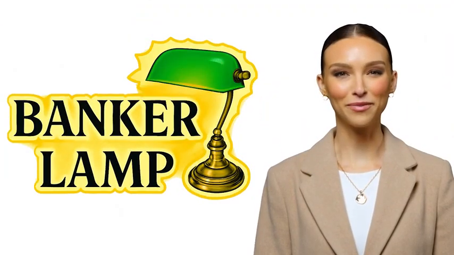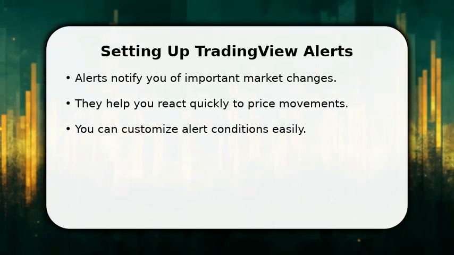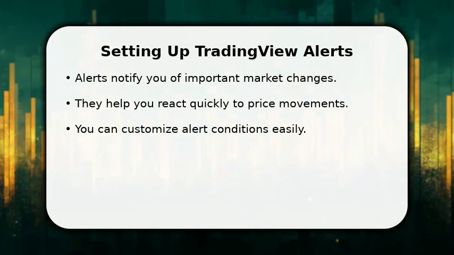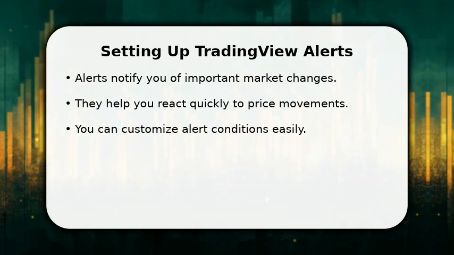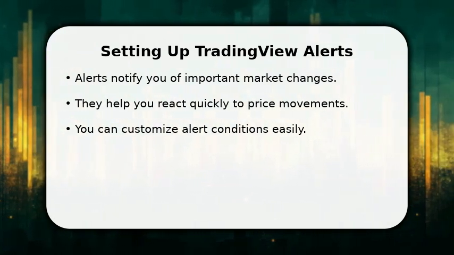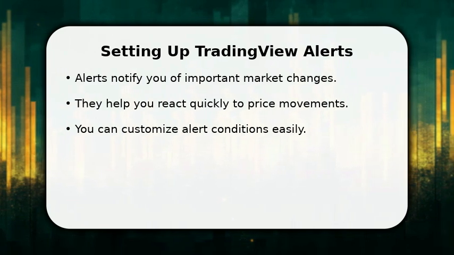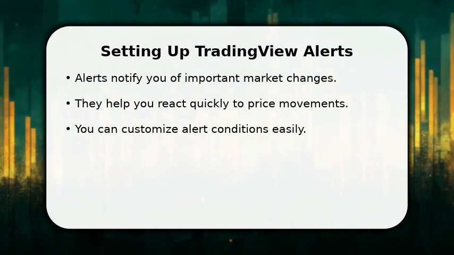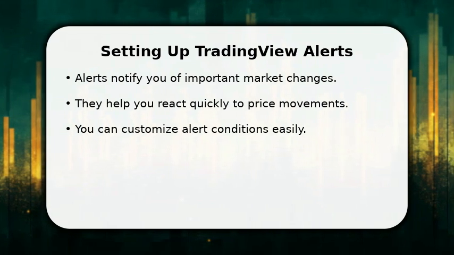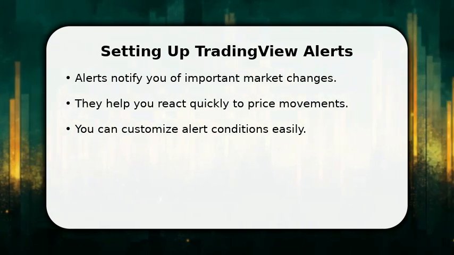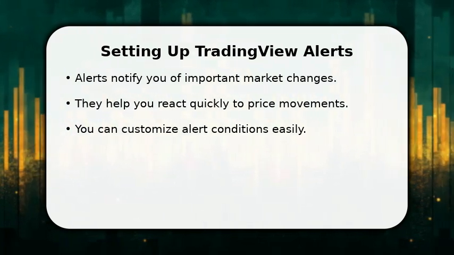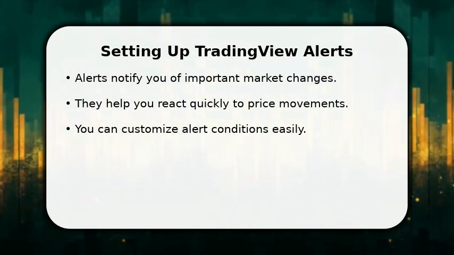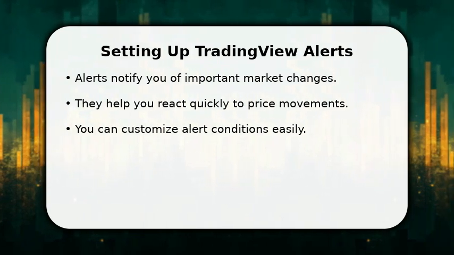Please enjoy the video. In this video, I will explain how to use TradingView alerts. First, navigate to your chart and locate the alert icon, which looks like a clock. Click it to open the alert creation window. Here, you can define the specific conditions that will trigger your alert. This powerful feature ensures you never miss a critical market event, allowing you to stay informed and make timely decisions without constantly monitoring your screen.